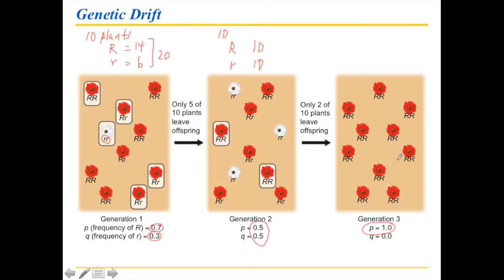Now it is rare that the recessive individuals get eliminated entirely from a population, but in this case that's what happened. And this is genetic drift. This has nothing to do with how good the red is, how bad the white is. This is just by chance.